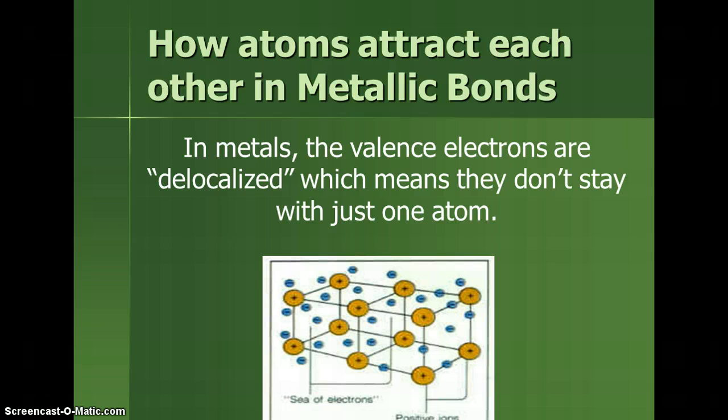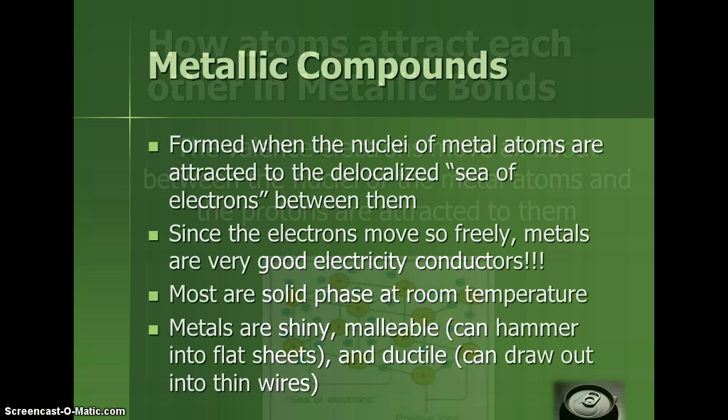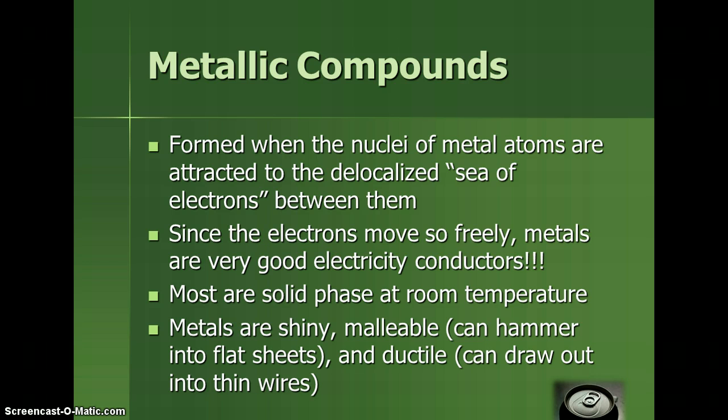Now, in metals, the valence electrons are delocalized, which just means that they don't stay with just one atom. So they're going to be transferred back and forth in these metallic bonds. They'll move between the nuclei of the metal atoms, and the protons are attracted to them as well. Now, metallic compounds are formed when the nuclei of metal atoms are attracted to the delocalized sea of electrons between them.